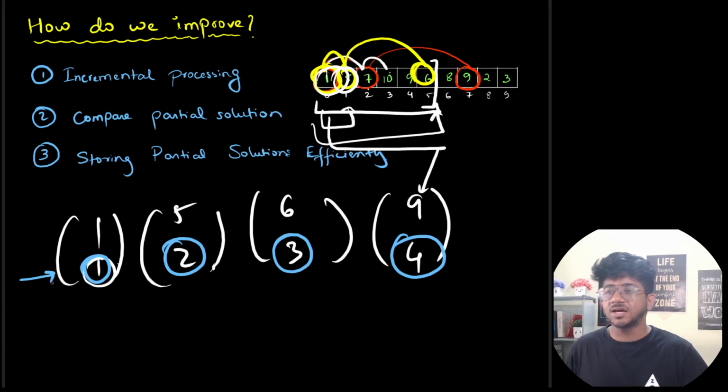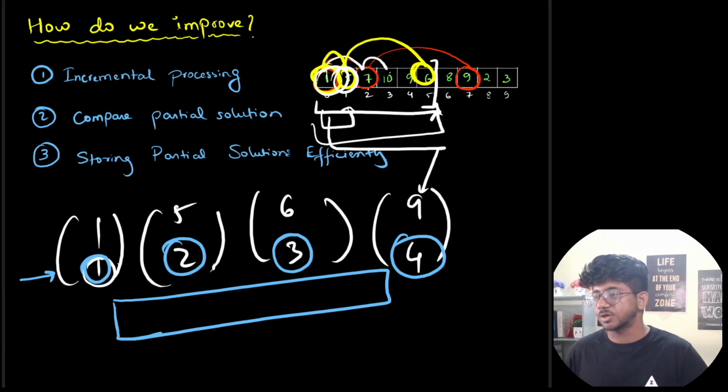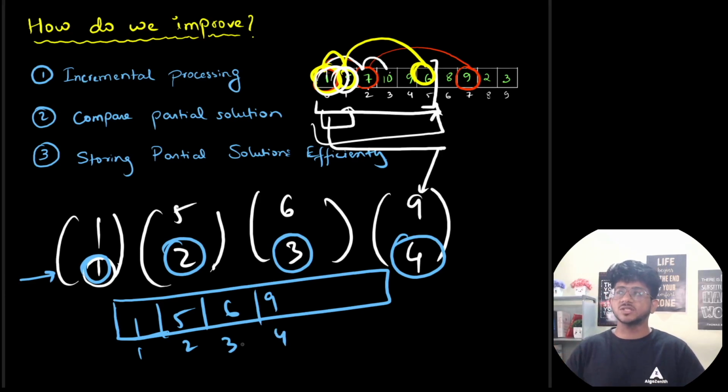This is what we want to keep track of. And since the lengths are incremental, we can store this in some sort of array. Let's say this is index 1, 2, 3, and we keep 1, 5, 6 over here and 9 over here, something like this. So this is one way in which you can store this partial solution efficiently. The main idea is to keep the partial solution over here.